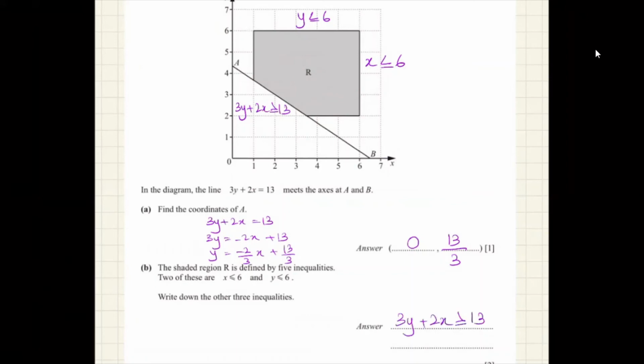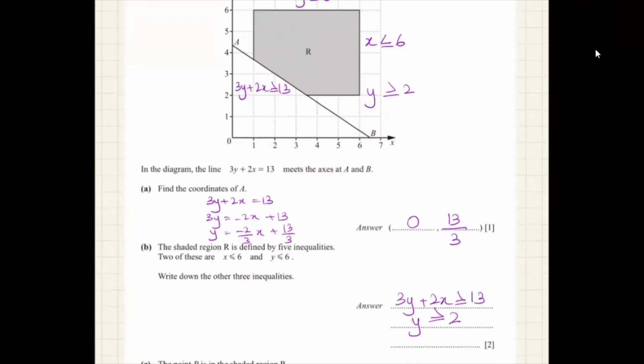The other line is this one, very simple, which is a horizontal line. So it would be y is equal to 2. Now let's see which part is shaded. They've shaded the part above the line. So it would be y is greater than or equal to 2. So let's write it down: y is greater than or equal to 2.